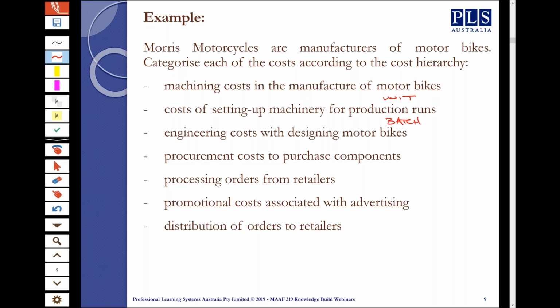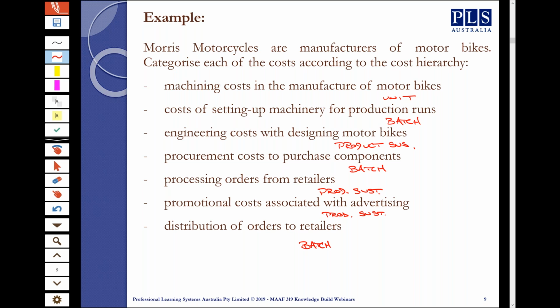Engineering costs with respect to designing, I have seen the Institute treat that as product sustaining. You've then got your procurement cost to purchase components, which is where you'd come back to your batch level. So you'd buy a batch of components. Processing orders from retailers would be product sustaining. The logic coming through with respect to promotional costs associated with advertising, I would argue would be product sustaining. And then if you look at distribution of orders to retailers, unless they're going to tell you that the facts are that they are specialist bikes and they're only dealing with one at a time, I would treat it as a batch environment.